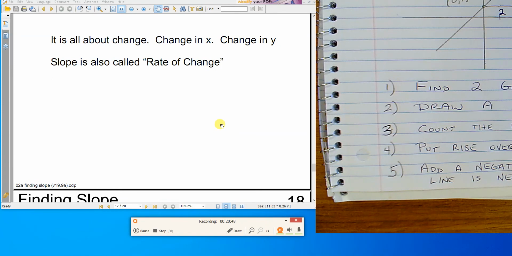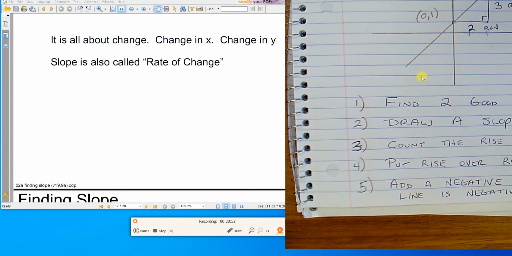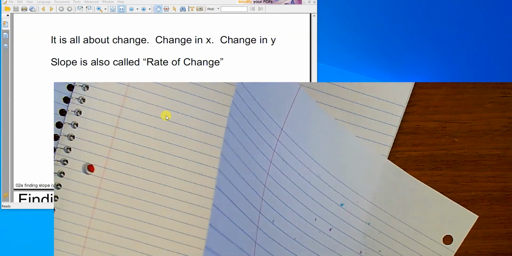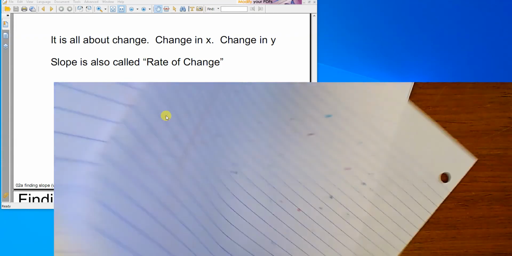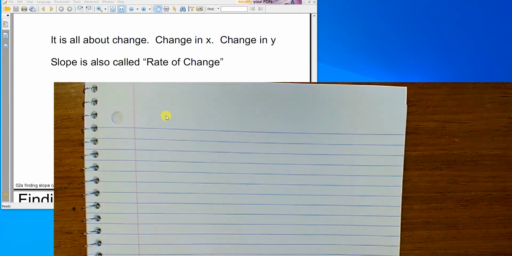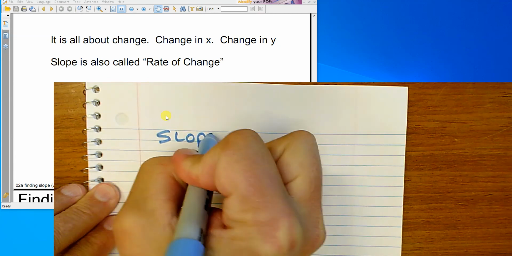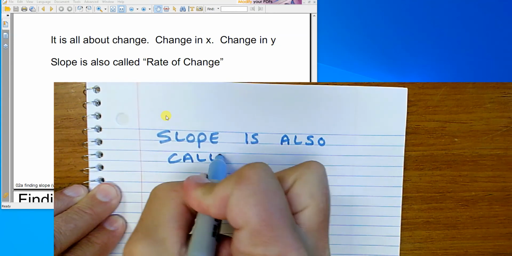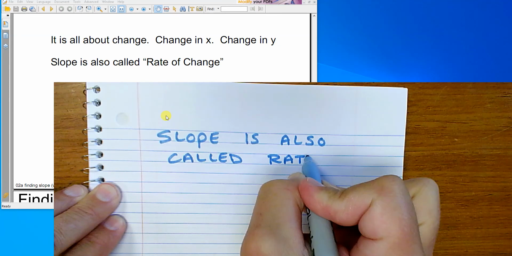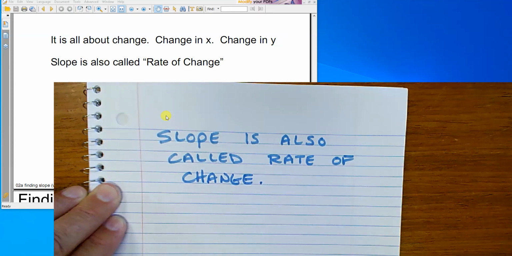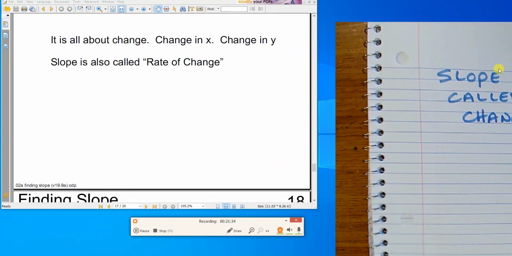All right. Slope is also called the rate of change. We're going to put that into our notes. Slope is also called the rate of change. Means the same thing.